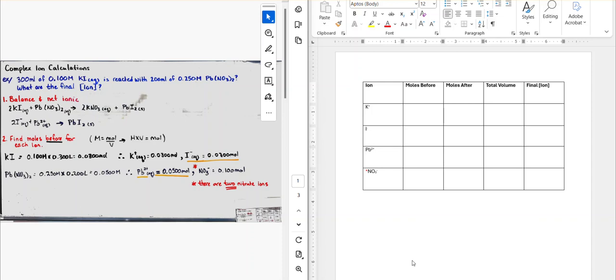Hi everybody. Today we're going to look at some complex ion calculations. So what I'm going to do is work through the problem on the left hand side and then fill in the sheet on the right hand side as we go.